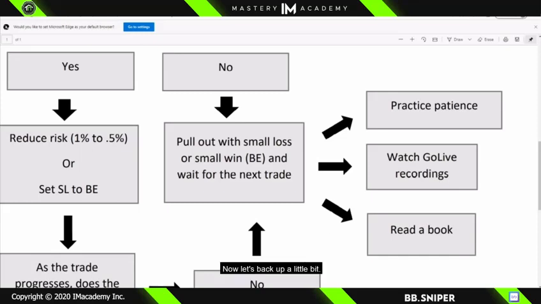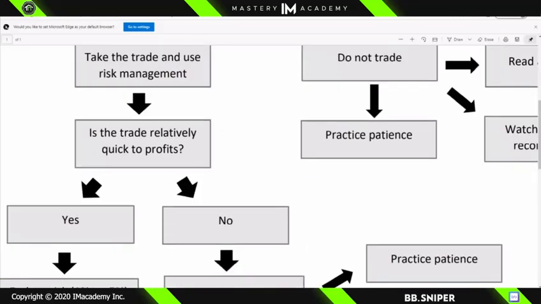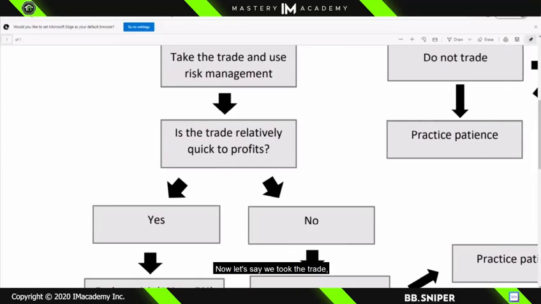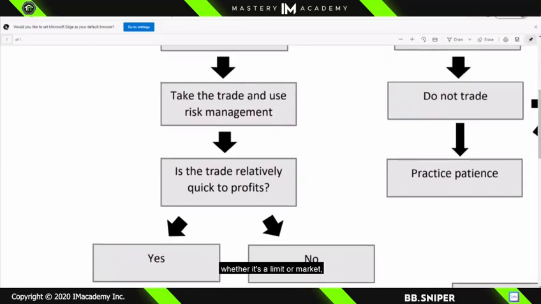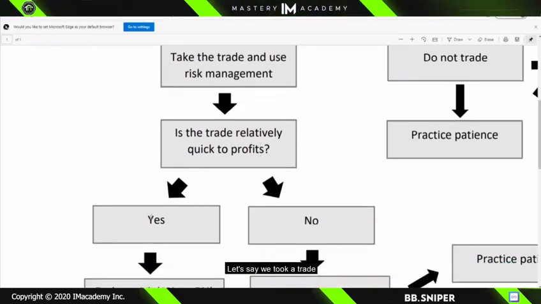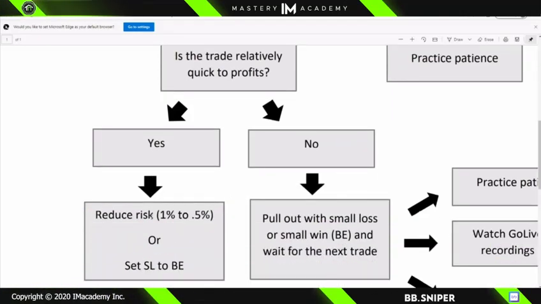Okay. Now, let's back up a little bit. Now, let's say we took the trade, whether it's limit or market. Is the trade relatively quick to profits? Let's say yes, right? Let's say we took a trade and the market is heading in our favor. Well, what do we do?